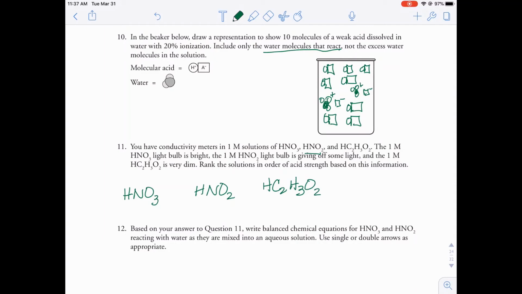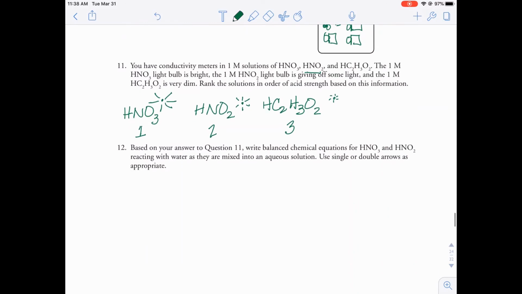So this guy is giving off a lot of light. This guy is giving off some light. And this guy is very dim. So who's the strongest? Well, obviously the most light is going to be the most ionized, and the least light will be the least ionized.